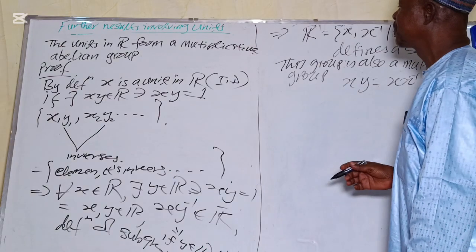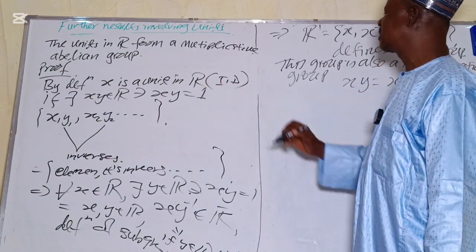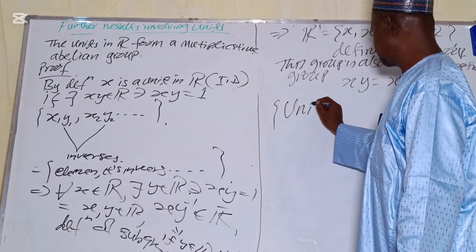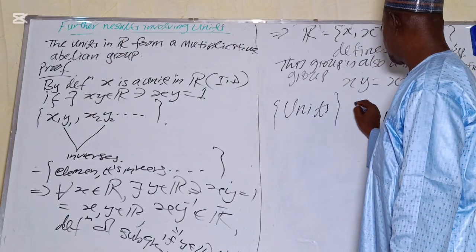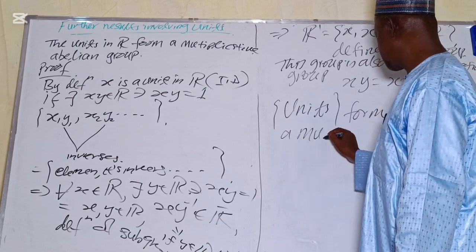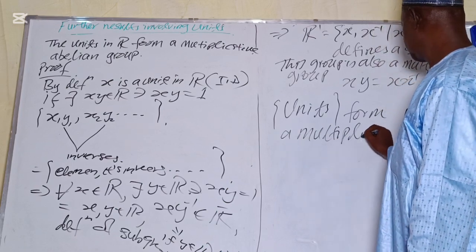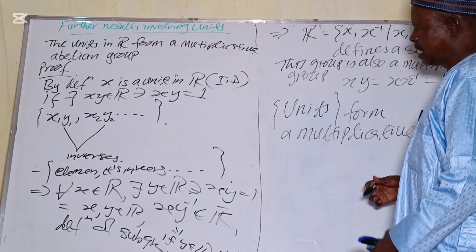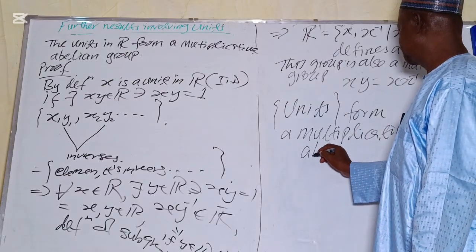It means therefore that these units, the collection of units, is going to form a multiplicative, and in fact abelian, group.